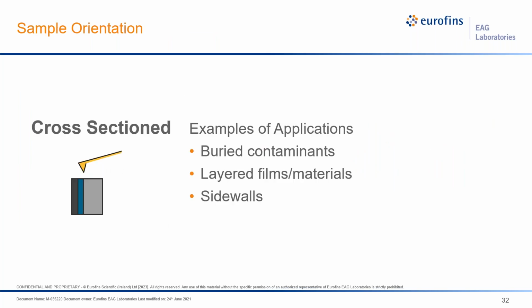So there are a couple of other applications that you can go into with cross-section materials if you have contaminants that are buried within your sample. Often you can cut the sample and expose that contaminant for more ready access with nanoIR. You can also look at layered materials and films as I just showed, or if you have something like a sidewall, if you cleave the sample, you can in essence expose that sidewall, and we can readily access that with nanoIR.